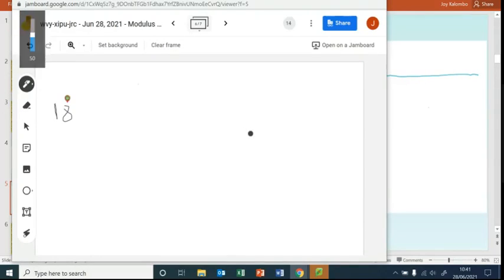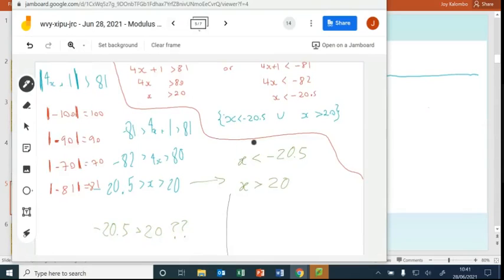Sir, is Sir there? Yeah. Hi. Sorry, I had to go to the toilet. Do you mind just explaining the union part? So basically it just means or. So x is less than minus 20.5 or x is greater than 20. Okay, I see. Thank you. That's all right.